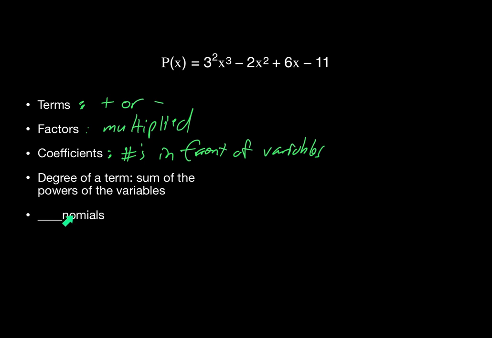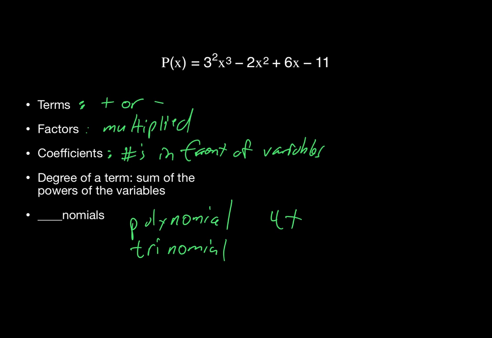And then blank nomials: if there's one term, it's a monomial. If there's 2 terms, it's a binomial. If there's 3 terms, it's a trinomial. And anything over 3, we tend to just call polynomials. So polynomials is going to be 4 plus; trinomial if there's 3 terms, binomial if there's 2 terms, a monomial if there's just 1 term.